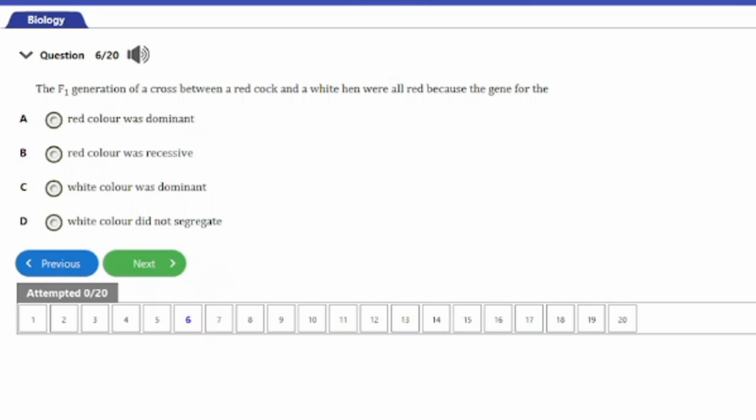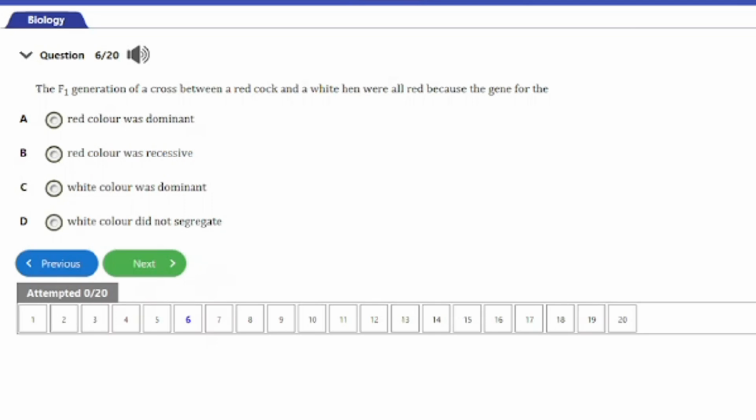Question number 6 says, the F1 generation of a cross between a red cock and a white hen were all red because the gene for the A. red color was dominant, B. red color was recessive. C. white color was dominant. D. white color did not segregate. So guys, the correct answer to this question is option A, red color was dominant.